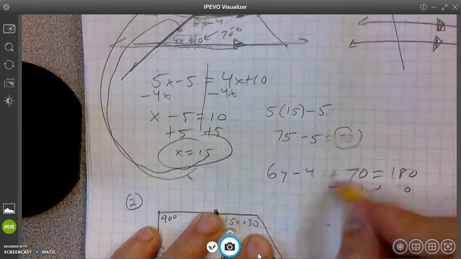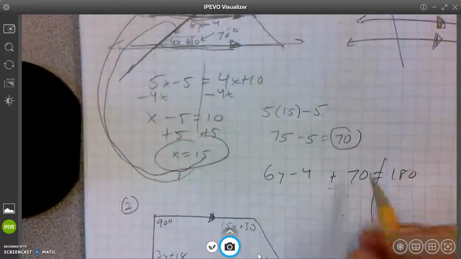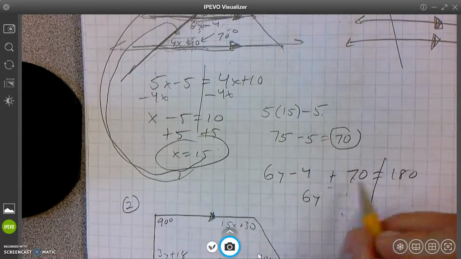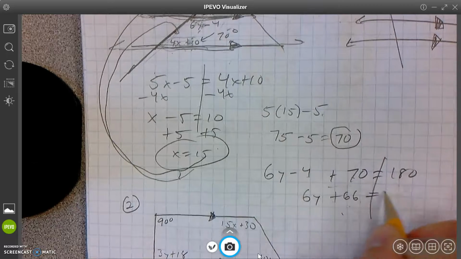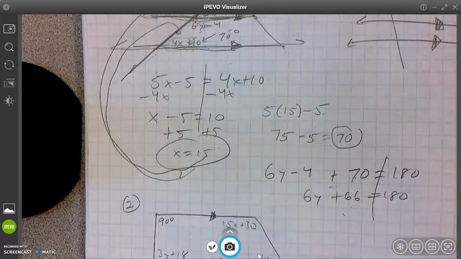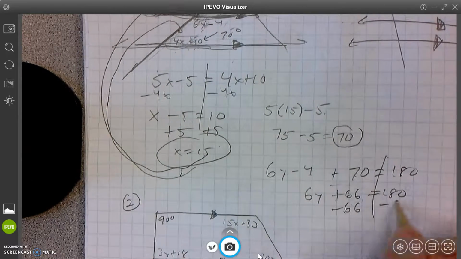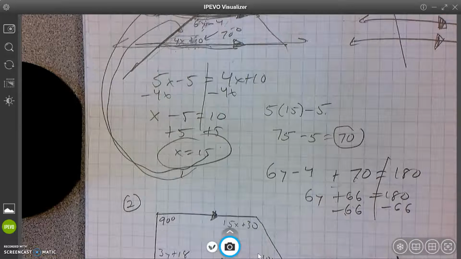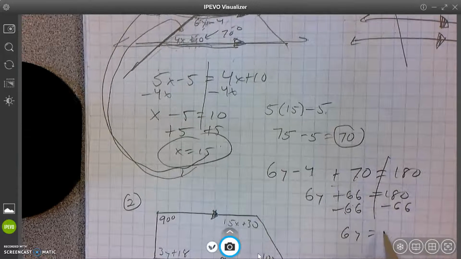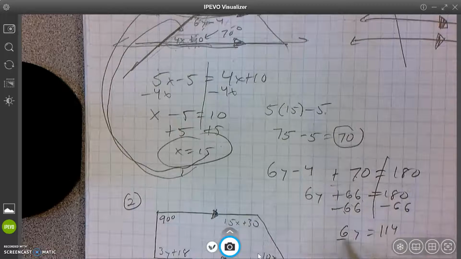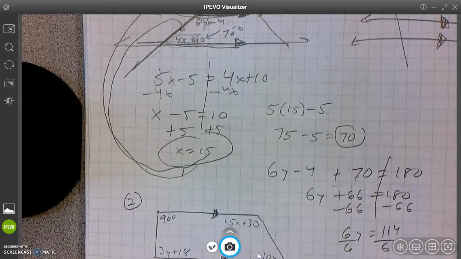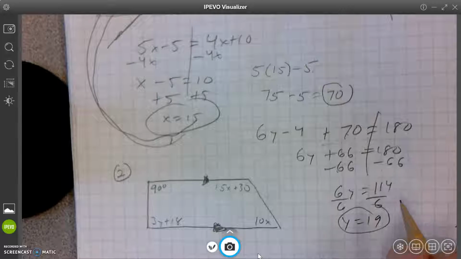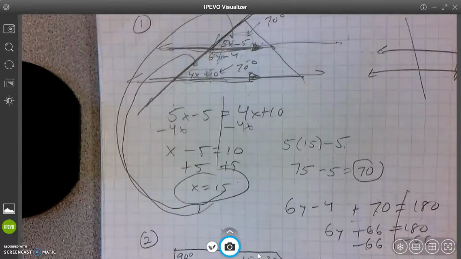So now I'm going to subtract 70. No, what did I do wrong? I didn't combine like terms first, right? 6y, 70 minus 4 is 66, equals 180. Now I'm going to subtract 66. 180 minus 66. 6y equals 114. Solve it with me. Divided by 6, and you have y equals 19. There you go. So x is 15 and y is 19 for this problem.